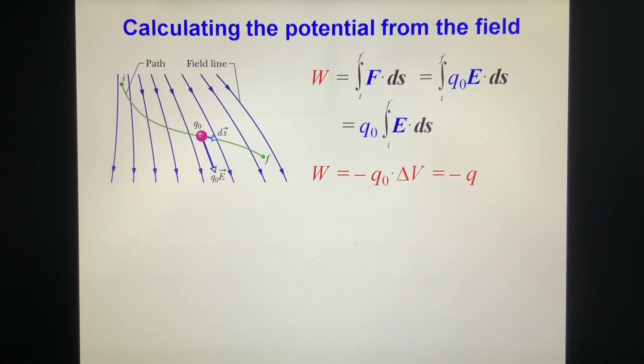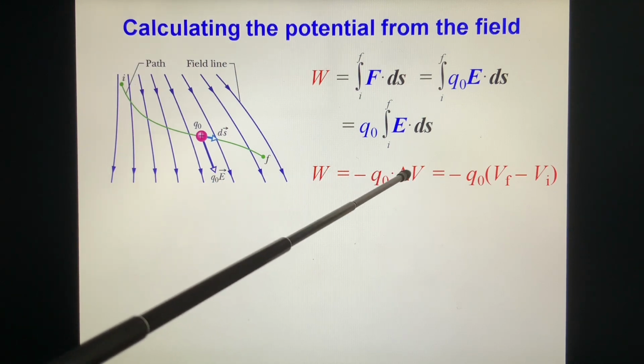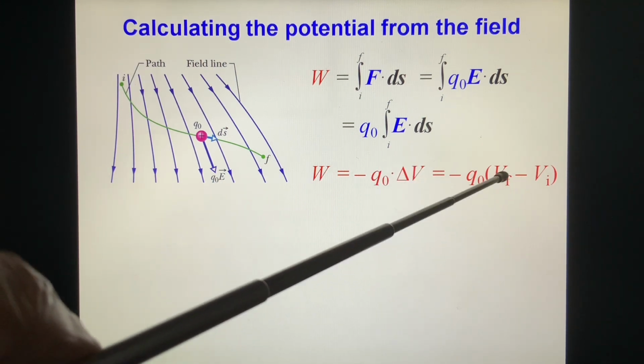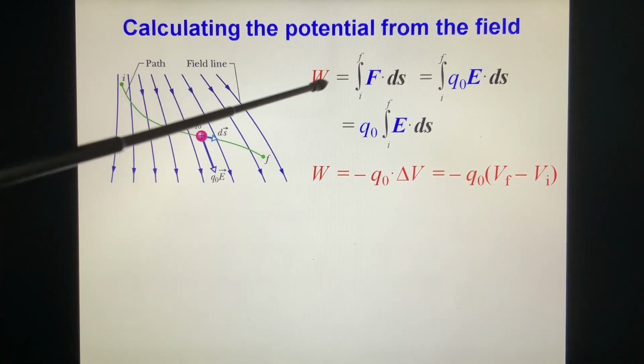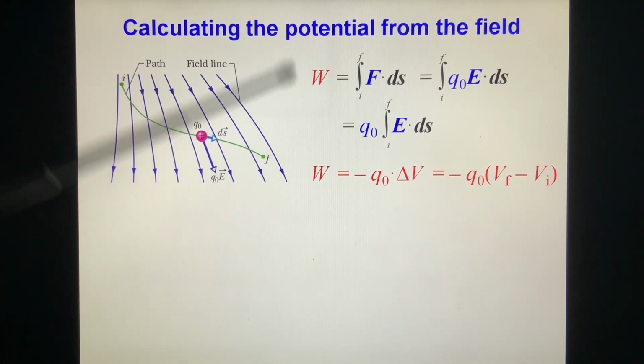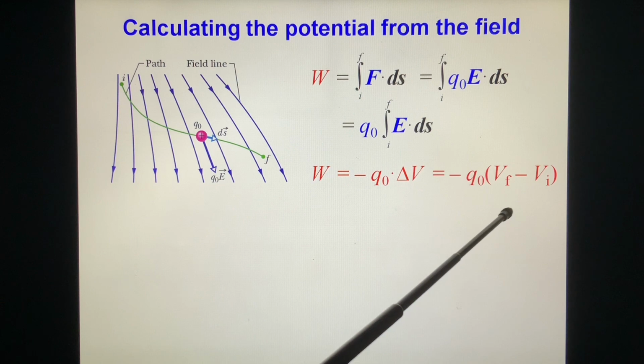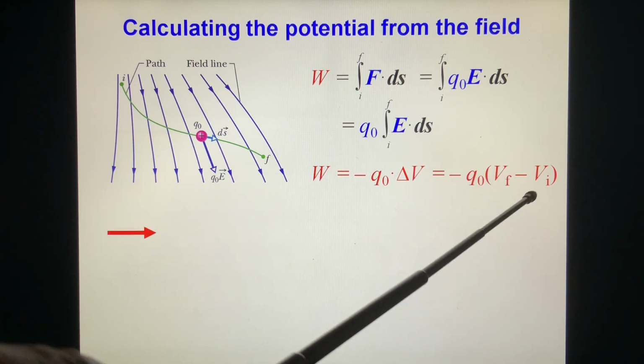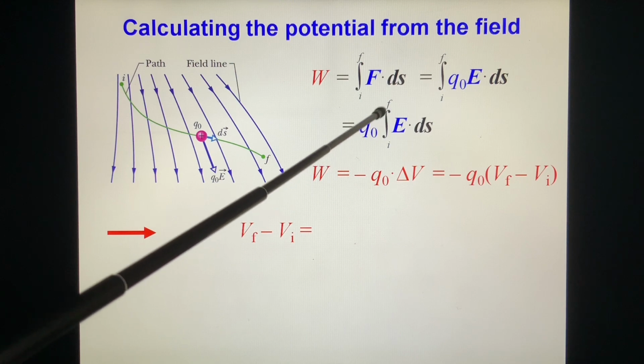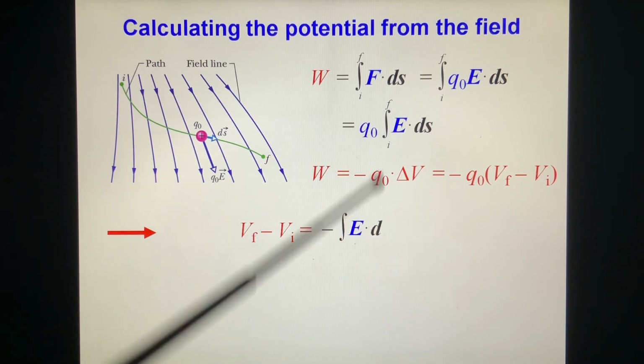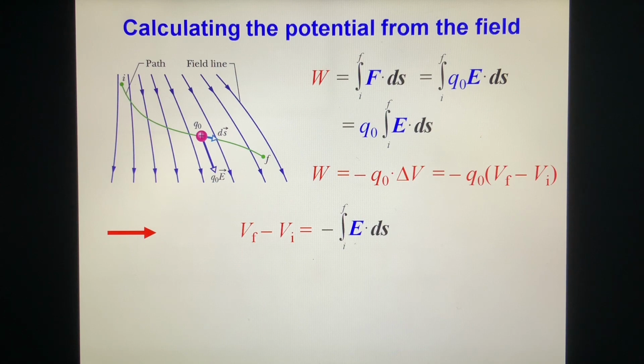And from the electric potential energy point of view, W equals minus Q0 delta V. Delta V is V final minus V initial. They are the same work done. We just calculate it by definition from a different point of view. They must be equal. In this way, comparing these, we get V final minus V initial equals minus the integral of E dot ds from I to final. This is calculating the potential from the field. Integration plus minus. This is what I try to remember.